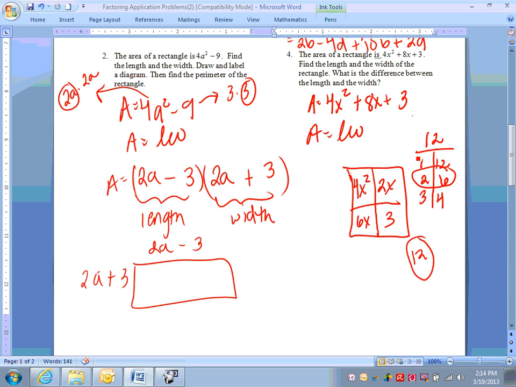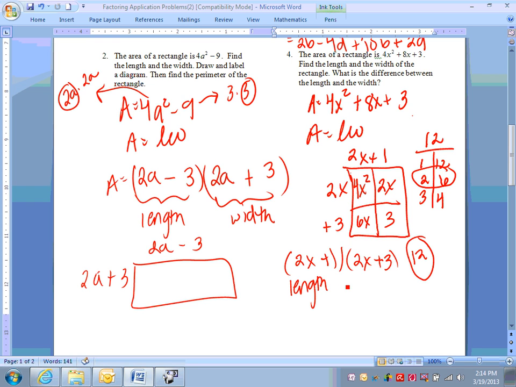And then we pull out our GCF. So the GCF of 2x and 3 is 1. The GCF of 4x squared and 6x is 2x. And the 1 is positive because the box closest to it is positive. The GCF of 4x squared and 2x is 2x. And then the GCF of 6x and 3 is 3. Now, that tells me my factors are 2x plus 1 and 2x plus 3. So this is my length and width.